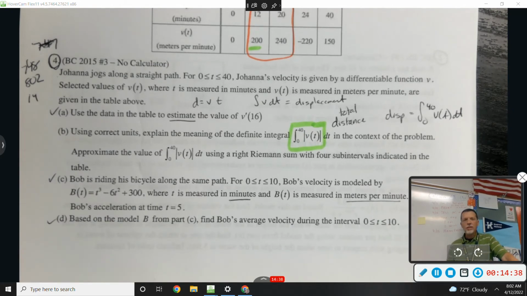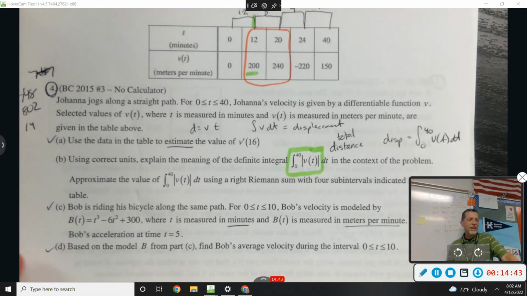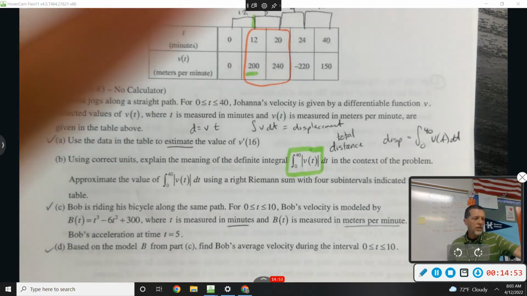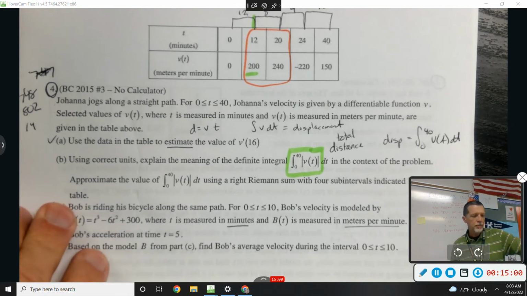And a little side note, you can see how good the College Board people are. They covered velocity, displacement, acceleration. They worked in a derivative and an integral, a Riemann sum, a little bit of units work in there. It's like one problem covered a whole bunch of stuff. All right, let's work number 2.